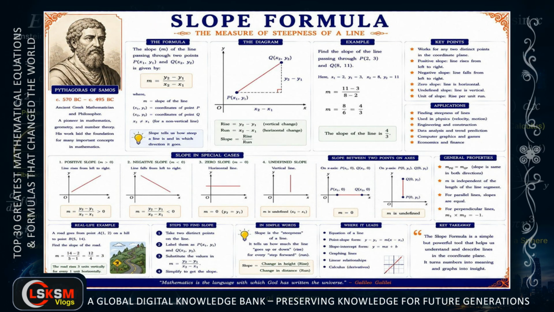Three. Slope formula. Person: Pythagoras, 570 to 495 BC. The slope formula measures the steepness and direction of a straight line. It forms the basis of coordinate geometry and graph analysis.